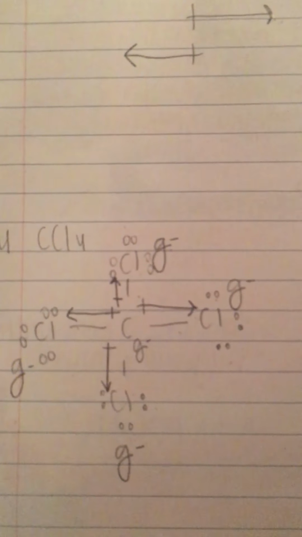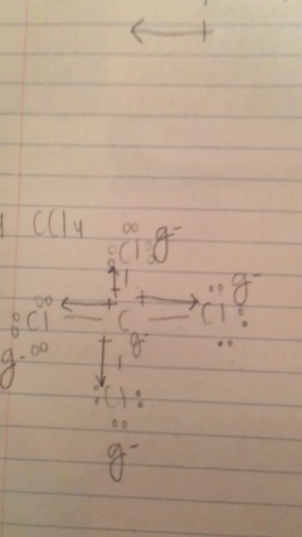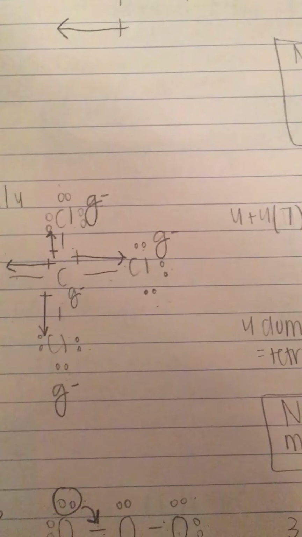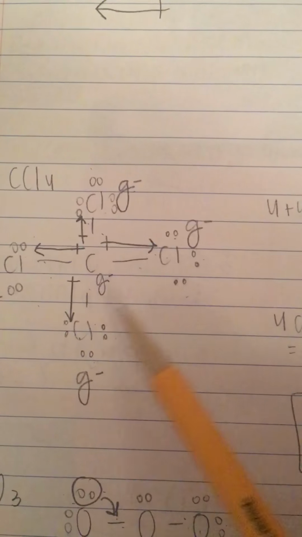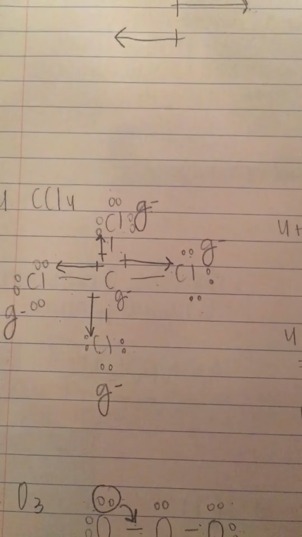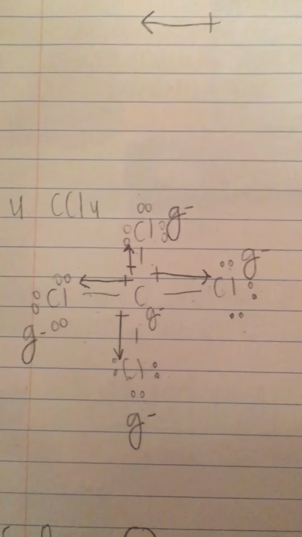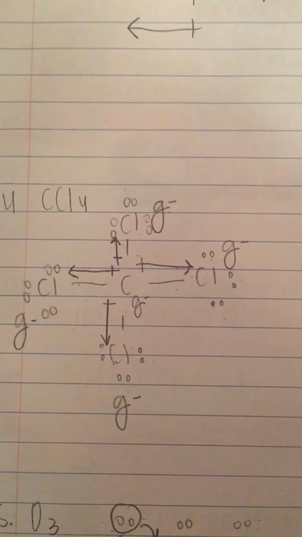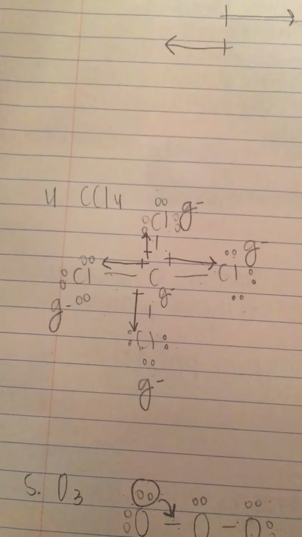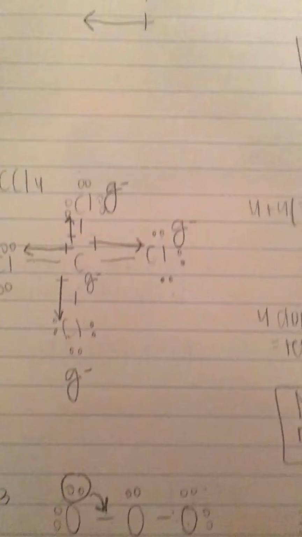So now we do bond dipoles. Cl is a partial negative because it's the most electronegative, and C is a partial positive. So the positive tail will be pointing towards C for all of them, and the negative head will be pointing towards Cl. Now we find the domains. We have 4 domains with 0 non-bonding around C, so that gives us a molecular geometry of tetrahedral. Because all 4 are the same, the bonds cancel, and that gives us a nonpolar molecule with no net molecular dipole. So CCl4 is nonpolar.